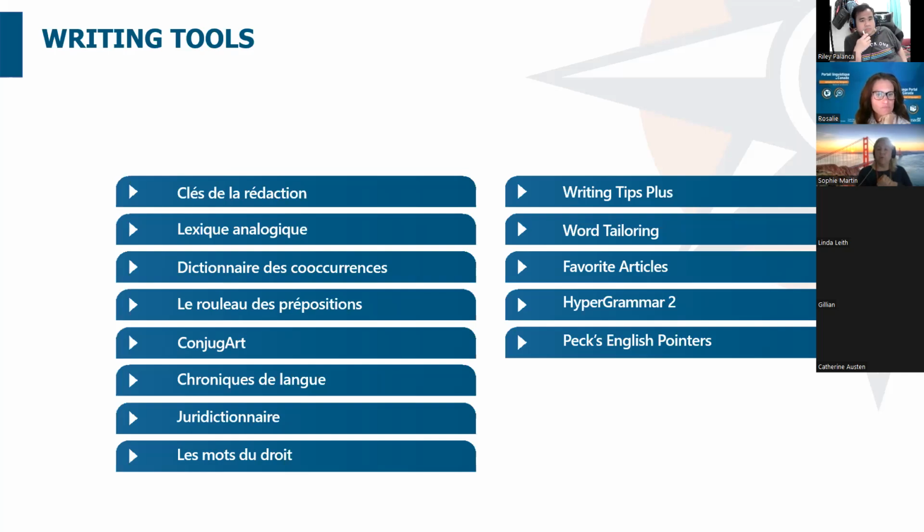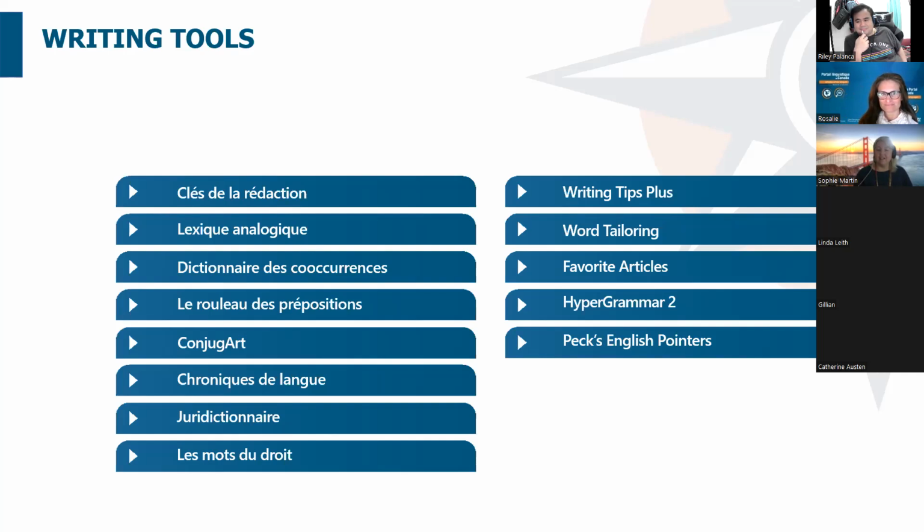Le rouleau des prépositions will help you with prepositions. So if you don't know if you say s'intéresser à quelque chose, dans quelque chose, or remercier quelqu'un pour quelque chose, de quelque chose, you'll find that in the rouleau des prépositions. Conjugaire, this is a very useful tool. You know how French conjugations can be hard. This contains tables of verbs in any tense and mood. So very helpful tool when you have to conjugate a verb in the subjunctive past, which is very literary.